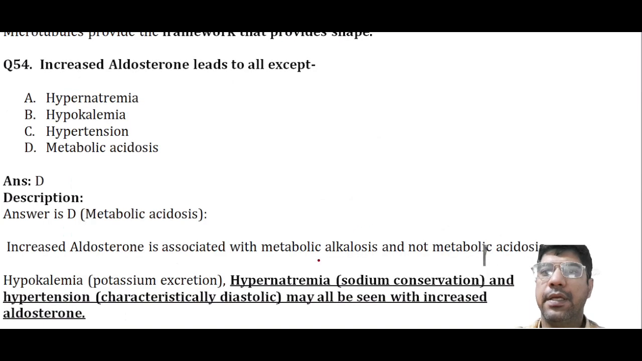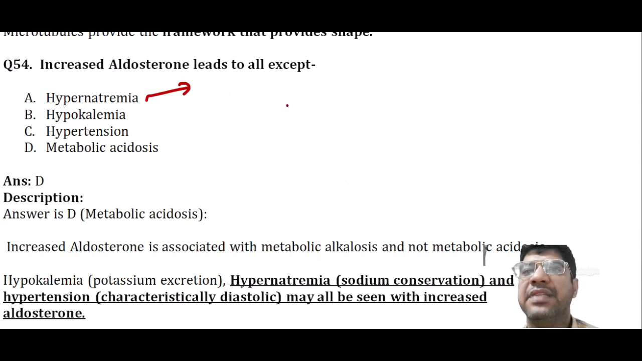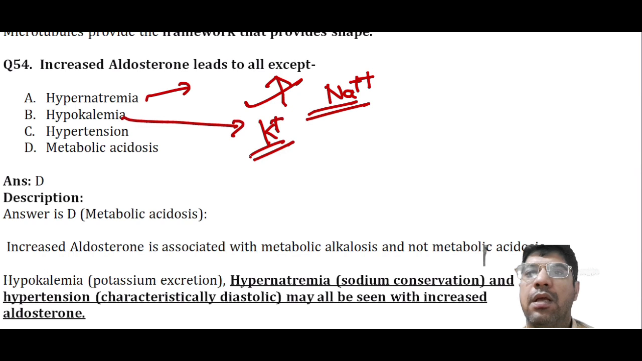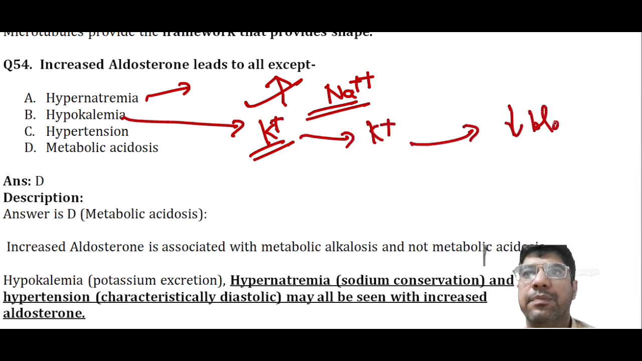Increased aldosterone leads to all except. Increased aldosterone can cause hypernatremia, so there is increased level of sodium in blood. We know that aldosterone promotes the reabsorption of sodium in the kidneys, which can lead to higher level of sodium in the blood. It can cause hypokalemia, that means lower level of potassium in the blood. Aldosterone causes excretion of potassium in the urine, reducing the concentration in the bloodstream.